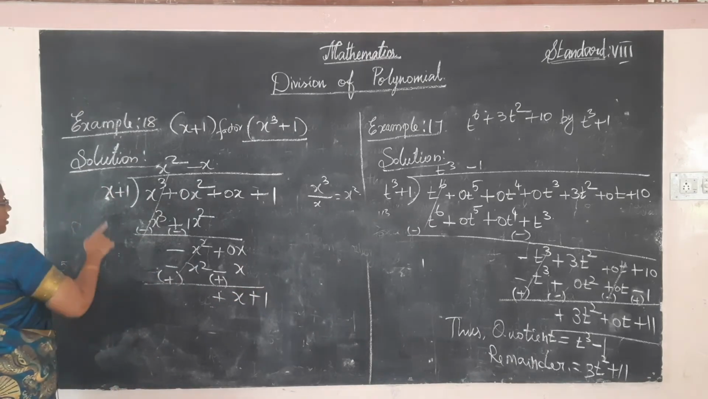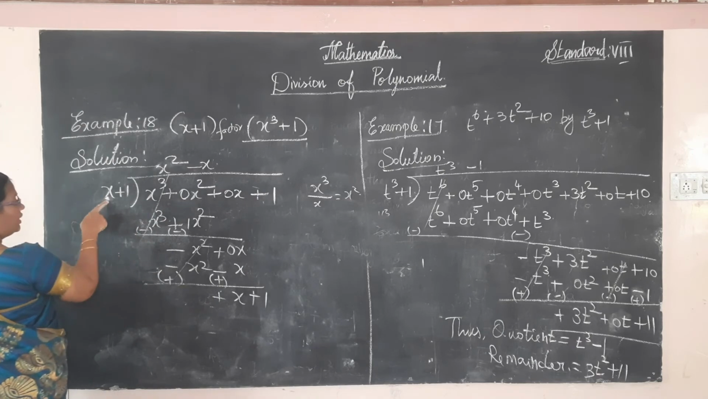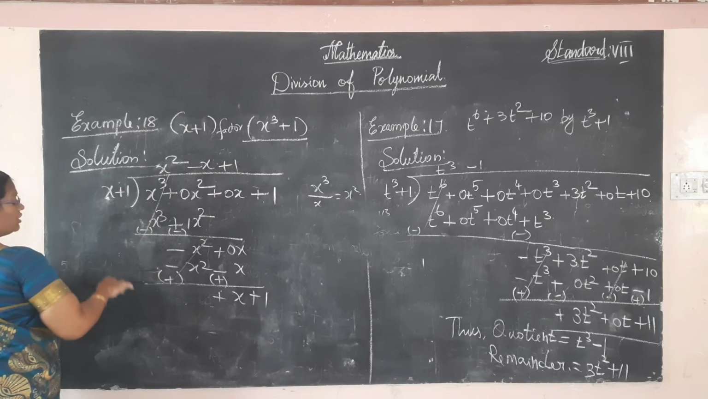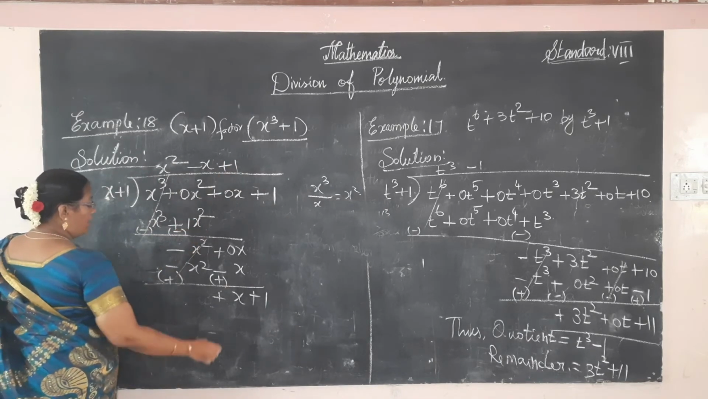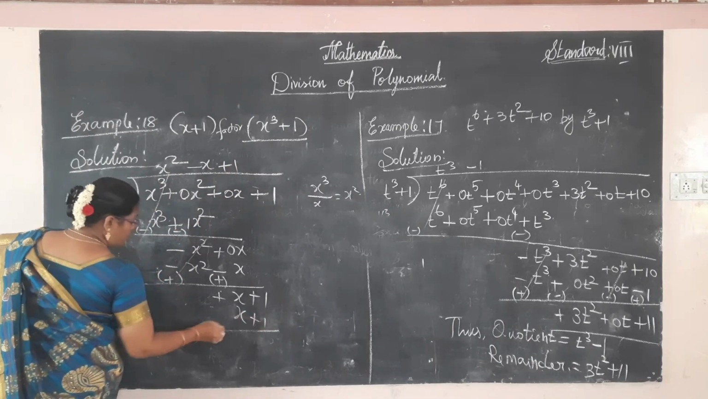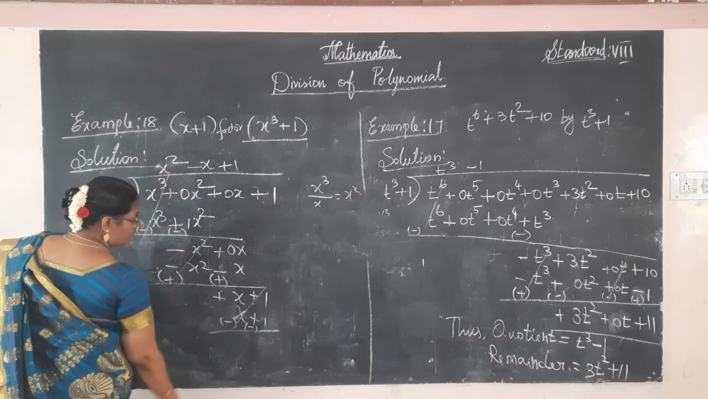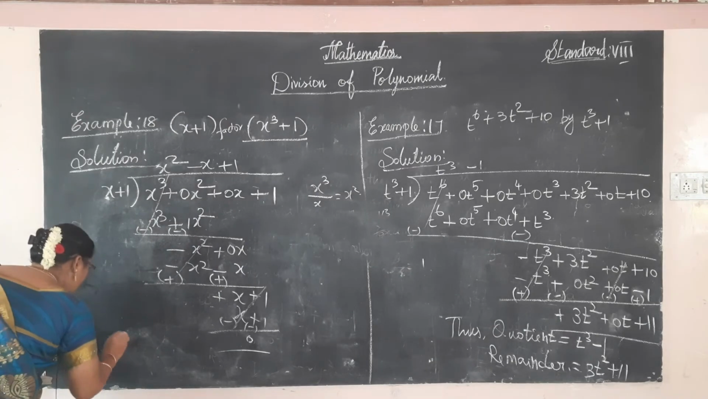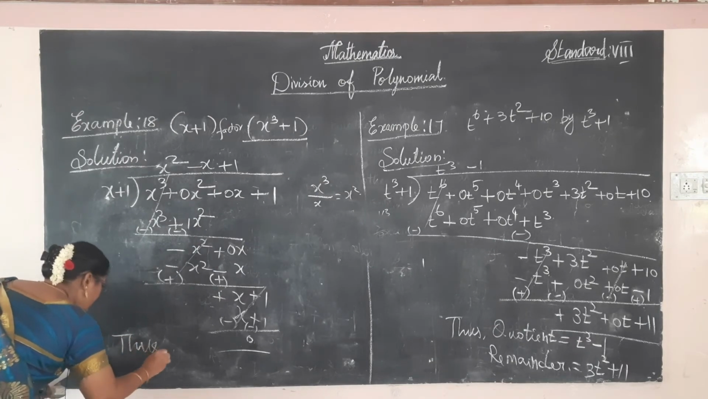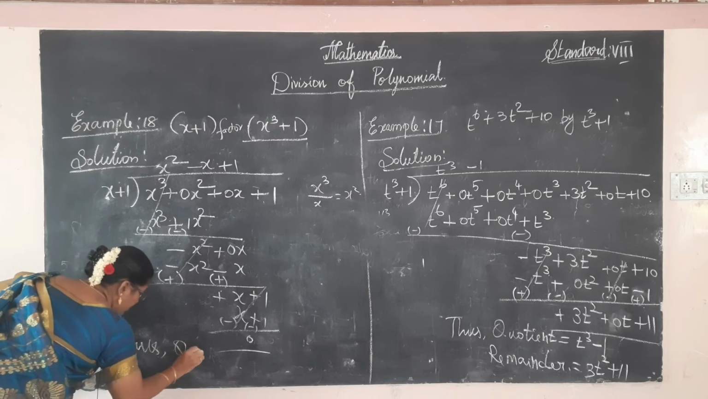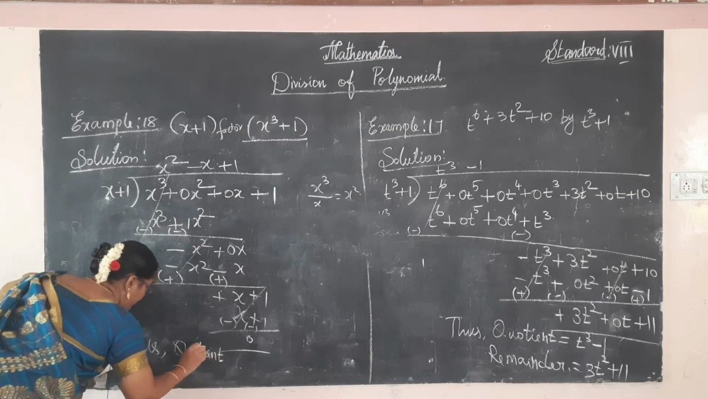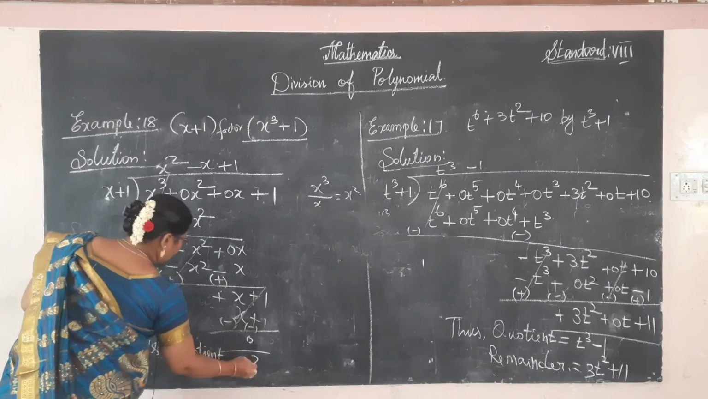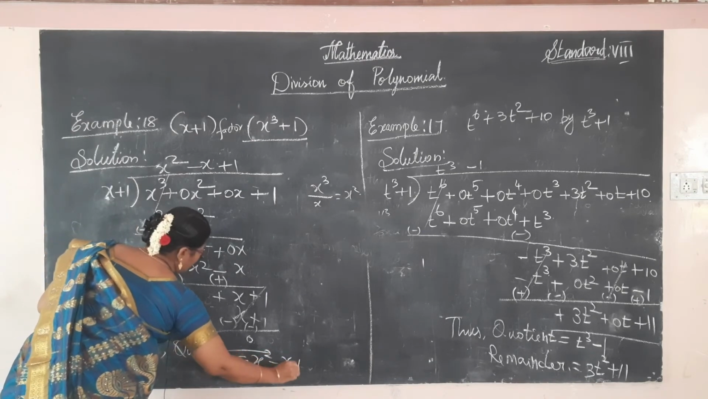Now the first term divided by the first term of the divisor, we get the value 1. Now multiply each term by the quotient value 1, we get x plus 1. So write the additive inverse. This term will be cancelled, the remainder will be 0. Thus the quotient is x square minus x plus 1.